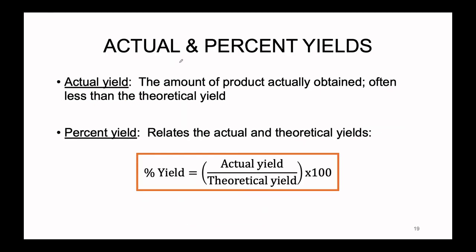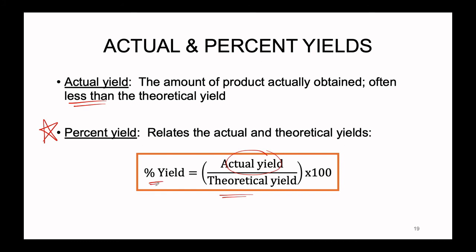And so if we connect the actual yield, which is, again, the amount of product you actually obtained, which is more than likely going to be less than the value of the theoretical yield, with the theoretical yield, we can calculate what is known as a percent yield. This is going to relate the actual and the theoretical by taking a fraction of what you actually obtained divided by what you hoped to attain. Now again, because the actual yield will often be less than the theoretical yield, when you multiply this by 100, you will end up with a percent.